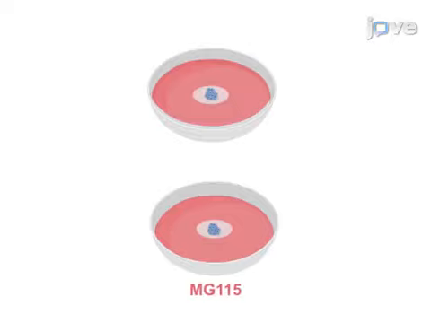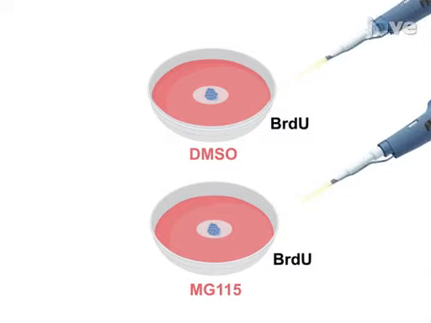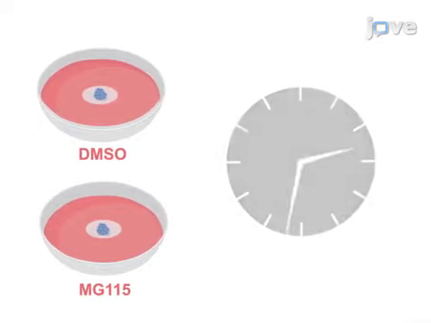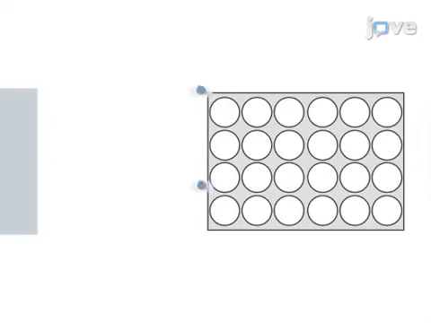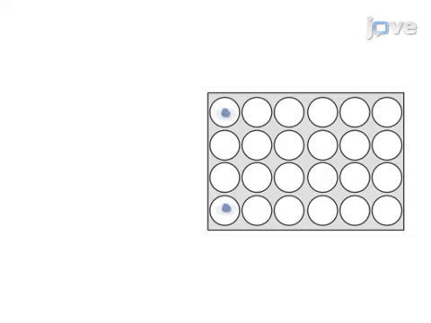with the control solvent DMSO, then immediately adding BrdU to both cells and incubating them for 4 hours in a cell culture incubator. The second step is to transfer the cover slips to a 24-well plate to fix the cells. Next, the cells are stained with antibodies against BrdU and the proteins of interest, and then with corresponding secondary antibodies.